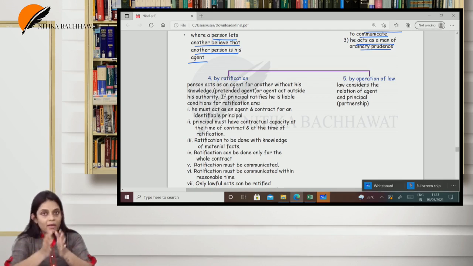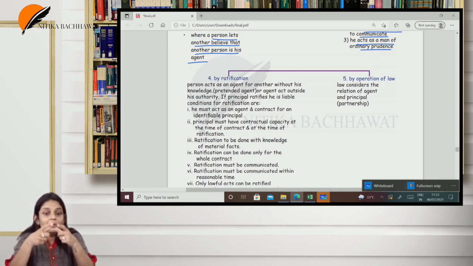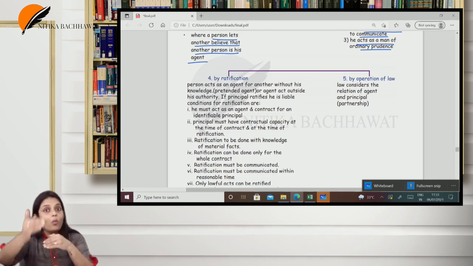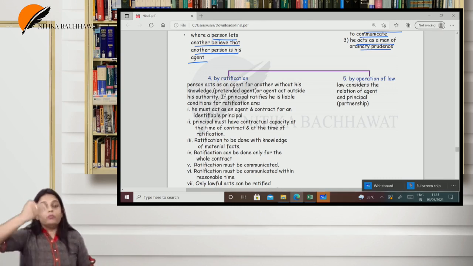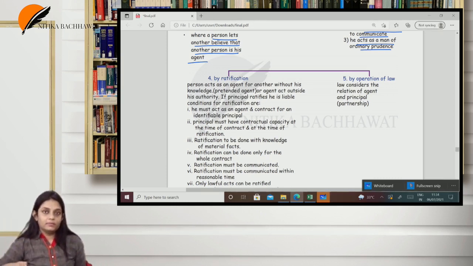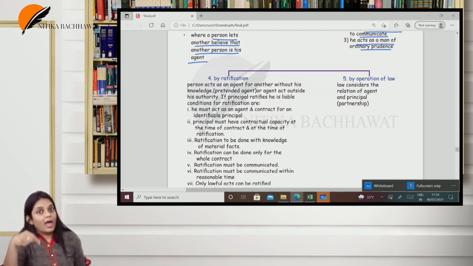On the other hand, I am your agent. You have given me an authority that please do this work. I do an act which is more than my authority. Right? I repeat again, I am your agent and you give me some authority to do the work. I go and do the work more than my authority. Right? Now, I am your agent and I am acting outside my authority.